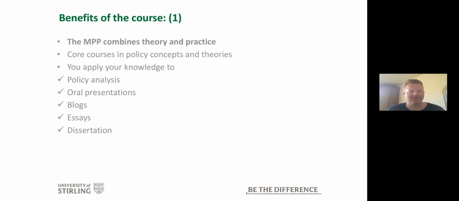Excellent. Okay, so let me tell you some things about the course in general. I know you may have questions about the university and the wider environment, but I think I'll start with the MPP, and then if you have wider questions, between us we can help answer them. So the MPP is the Master of Public Policy. It's a 180 credit postgraduate course, and it's there to provide a combination of theory and practice.